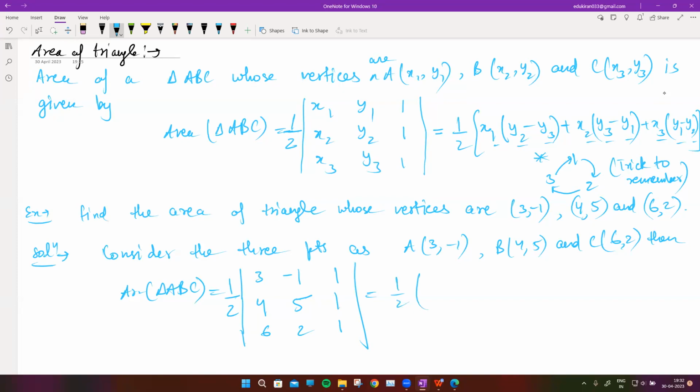What does this determinant reduce to? I mean, what is the answer? Solve it by expansion only, directly.